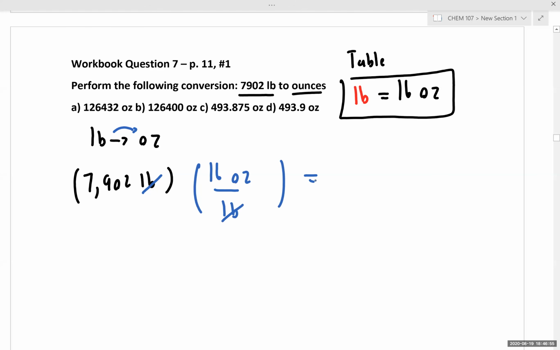Pounds cancel. So if we punch this into our calculator, 7,902 times 16 gives us 126,432 ounces, and that would be option A. Wonderful, wonderful. So we're going to stop here for today as we're at the end of our scheduled lecture period.